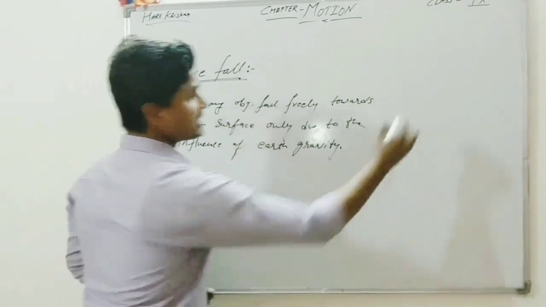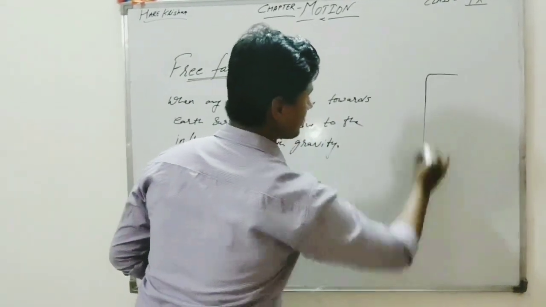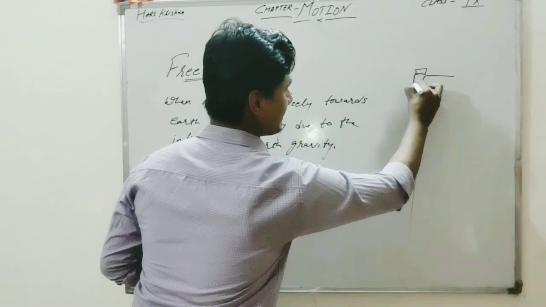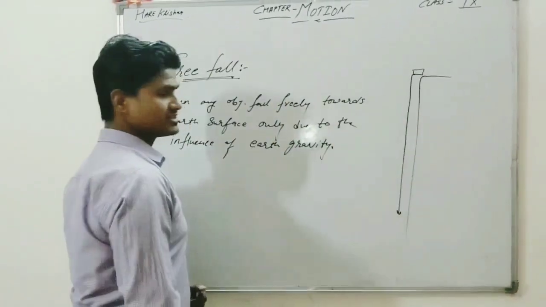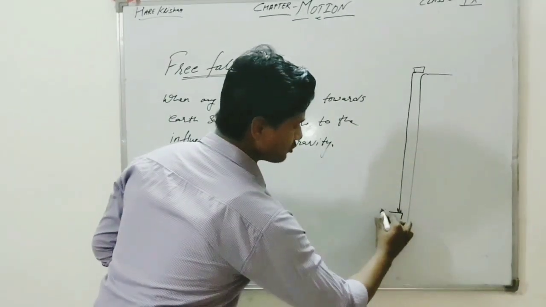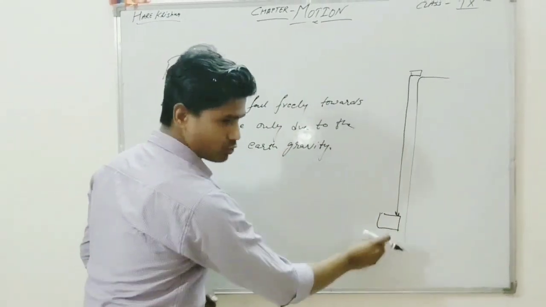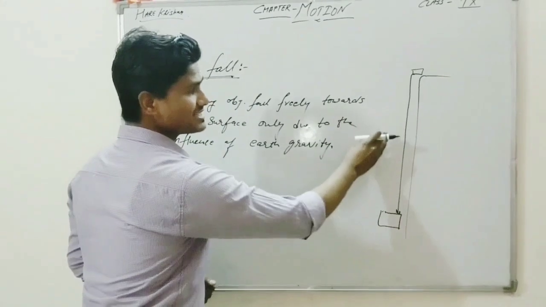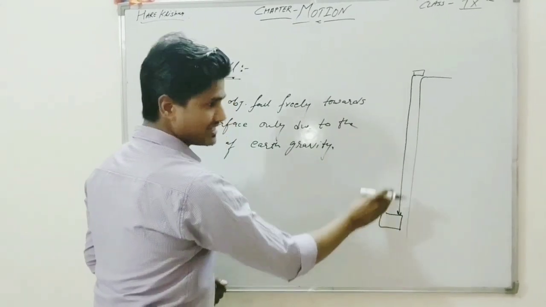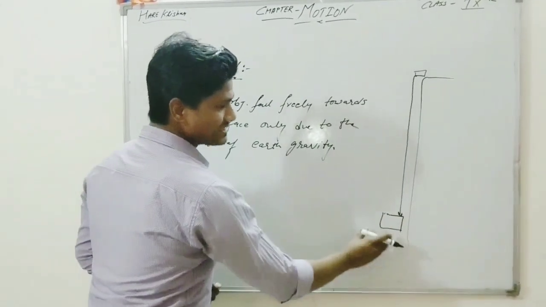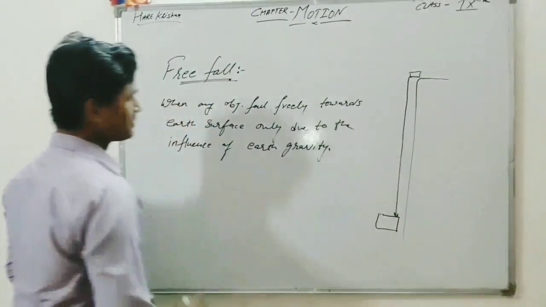In this case, if any object falls from any height and there is only the force acting on it, that is the gravitational force of Earth, and there is not any other force pulling it downward, or we can say there is an absence of air resistance, it is called the free fall condition.